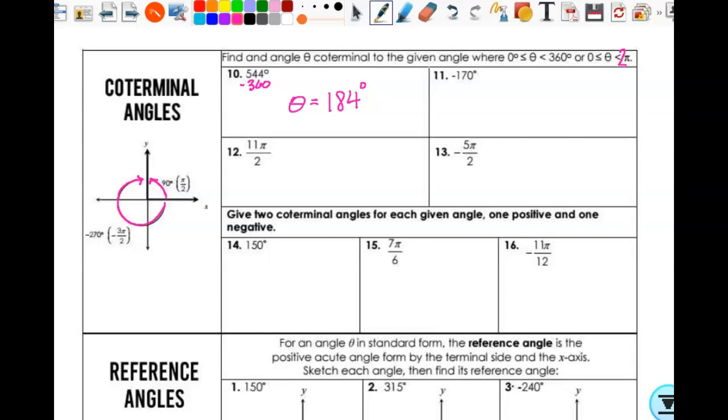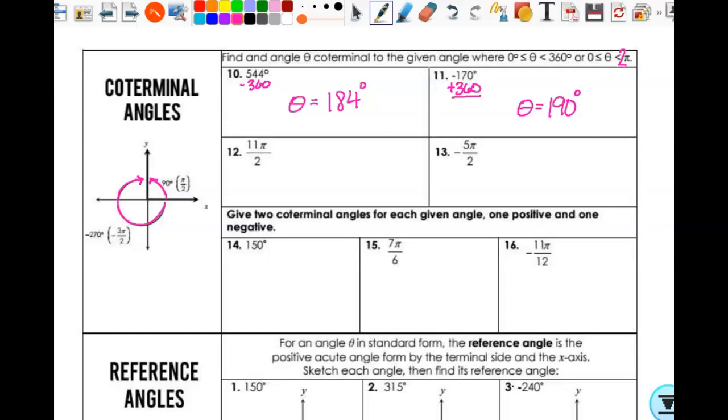All right, so then if I'm at negative 170, which would be like right here, okay, I need another way, like I can add 360 or I can subtract 360, but because I want my answer to be between 0 and 360, I'm not going to subtract 360. I'm going to add 360, which is really like subtracting here, and we get that theta is 190 degrees. Okay, that makes sense?